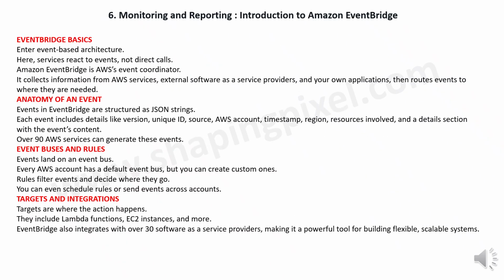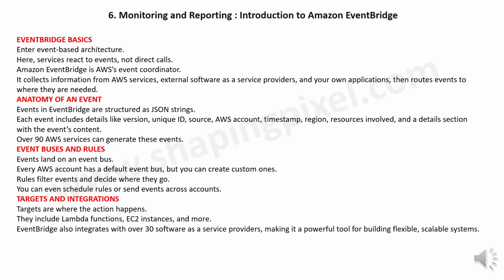When building systems on Amazon Web Services, or AWS, you might start with monolithic architectures. These are tightly connected and hard to scale. Microservices improve things, but still require services to know about each other. Enter event-based architecture. Here, services react to events, not direct calls.